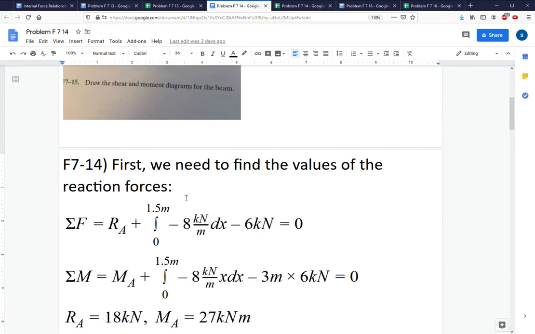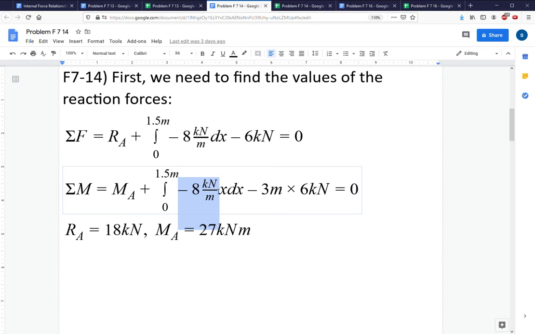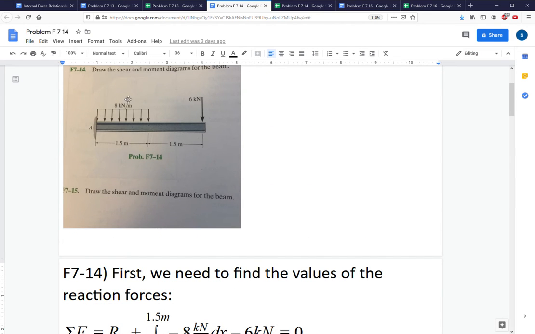But anyway, so we take moment about that point. So there's the applied moment at A, or the reaction moment at A. The reaction force at A does not create any moment because that's the point we're rotating about. To find the total moment of this distributed force, we integrate w of x times x dx. And this will cause a clockwise rotation, so it's negative moment. And then we have this 6 kilonewton force that's 3 meters away. It will also create negative moment.